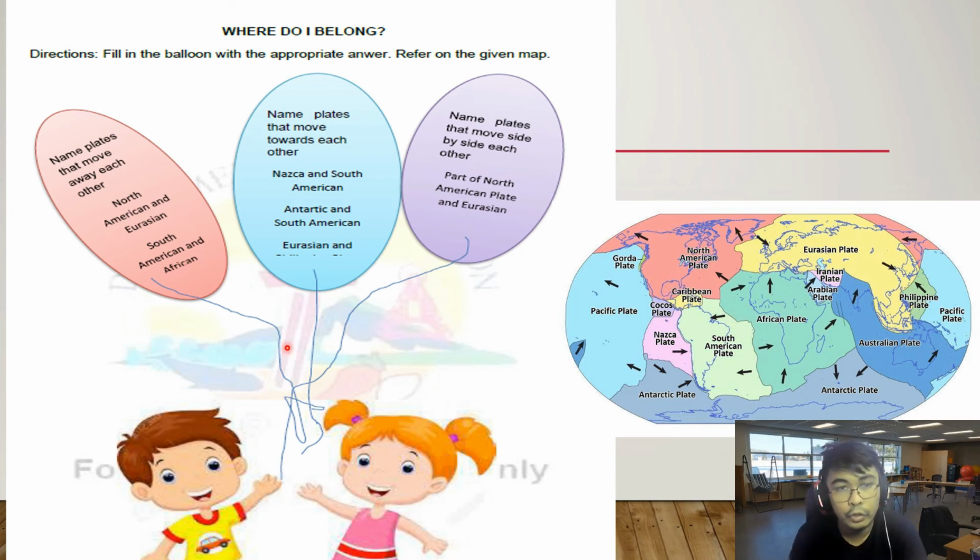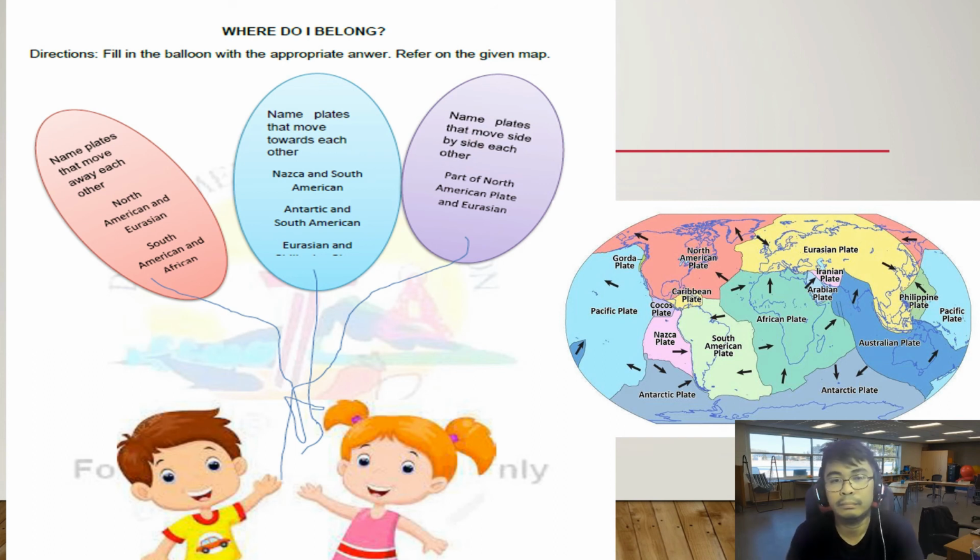So that is what you will do in the balloon. If the information is not enough, you need to add more. If it is enough, just disregard this. But take note: this one is move away, this one is move towards, and this one is they move side by side, or they slide.